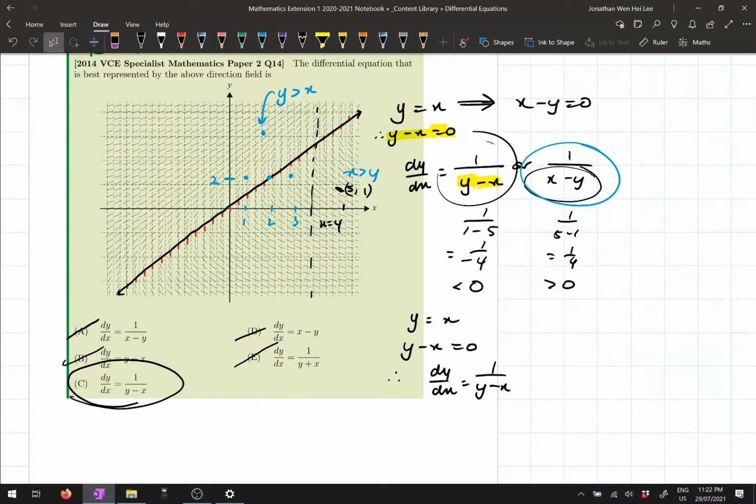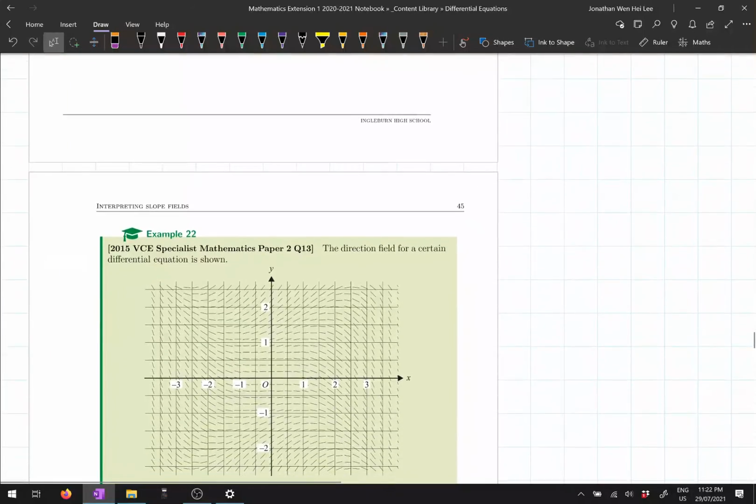Okay, cool. So hopefully from these first two examples, you see this is kind of a process of elimination, and you just try and use a bit of logic and the shape of the graph to figure out what type of differential equation is being represented. Okay. Let's have a look at this next one.